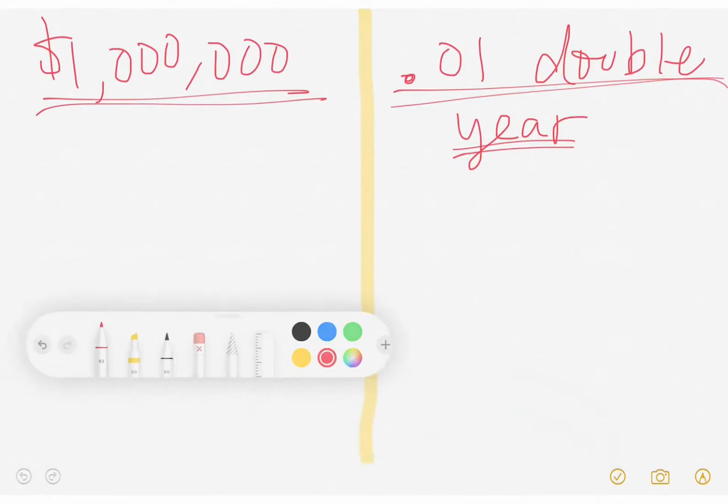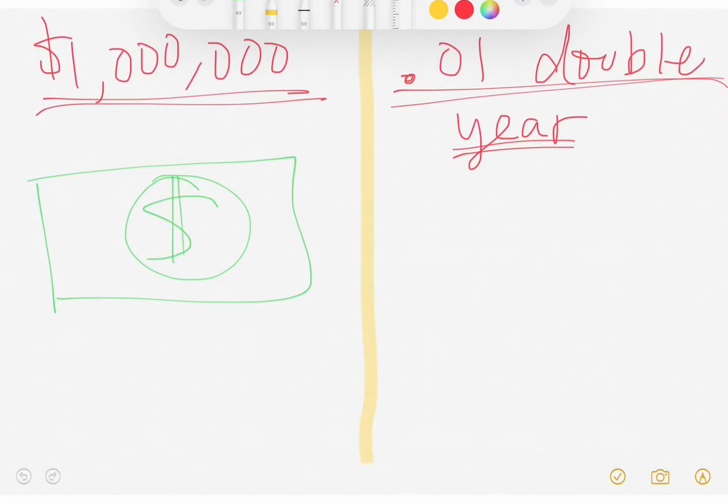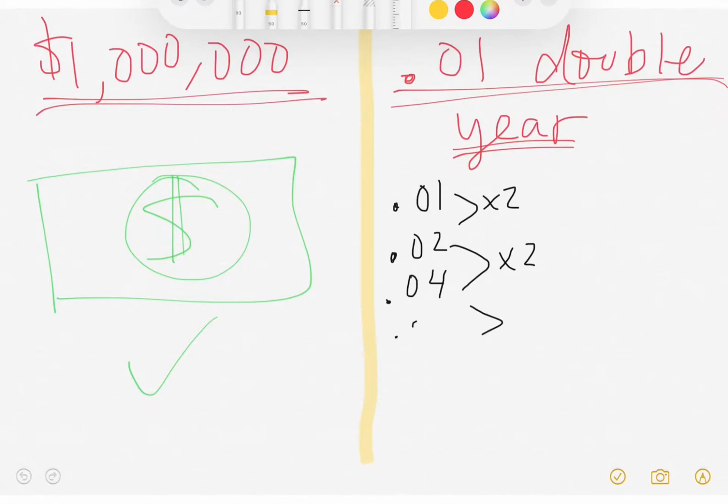Okay, so let's take a look at this. If you decided that you want the $1 million, we would just give you the cash and you would get the $1 million. But if you decided to go with the penny, what happens on the first day is that you have 0.01 cents. On the next day, it's going to double, so we multiply it times 2, which is 0.02. And then it keeps doubling, and it keeps doubling.